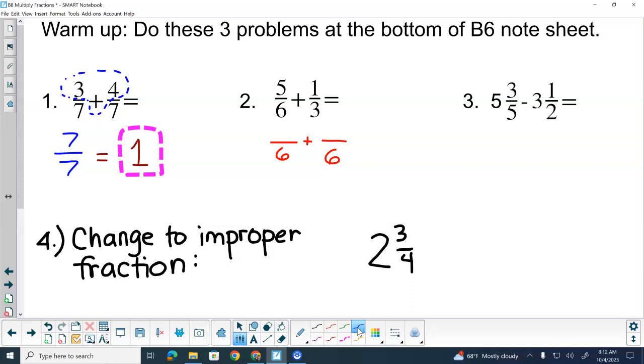First fraction, my left fraction. Do I need to adjust it? Because that's step number 2 from Monday and Tuesday. Left fraction, do I need to adjust it? No, that's going to stay 5 over 6 because it's already in the common denominator.